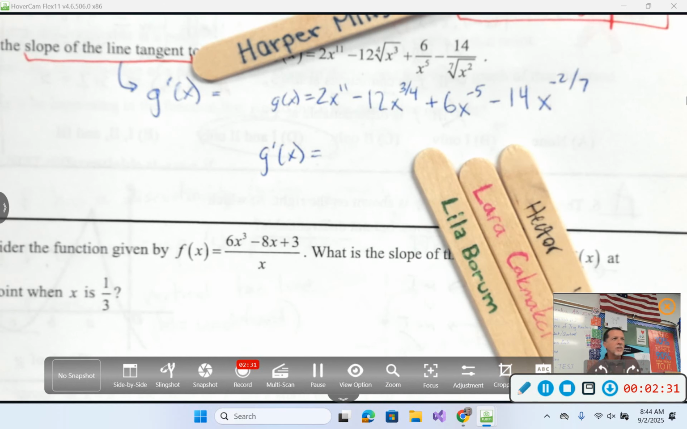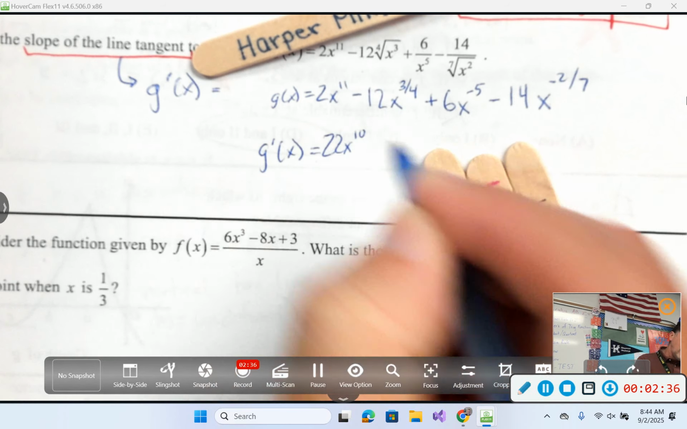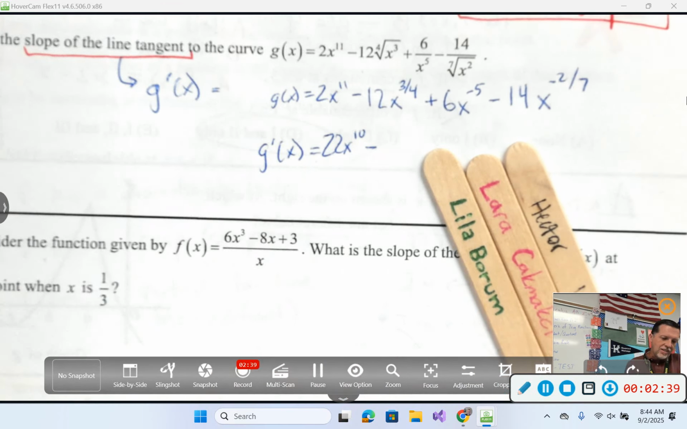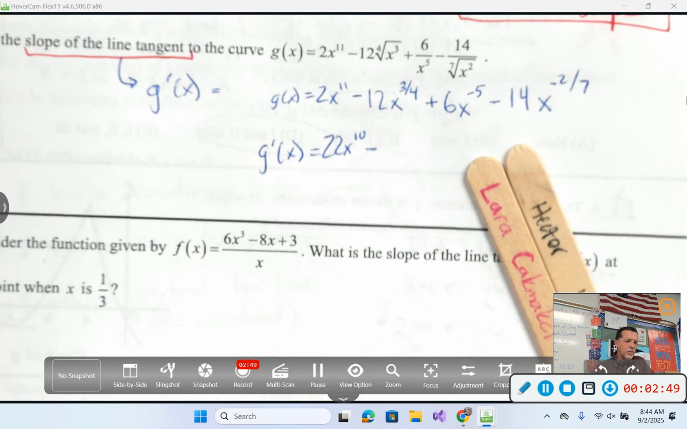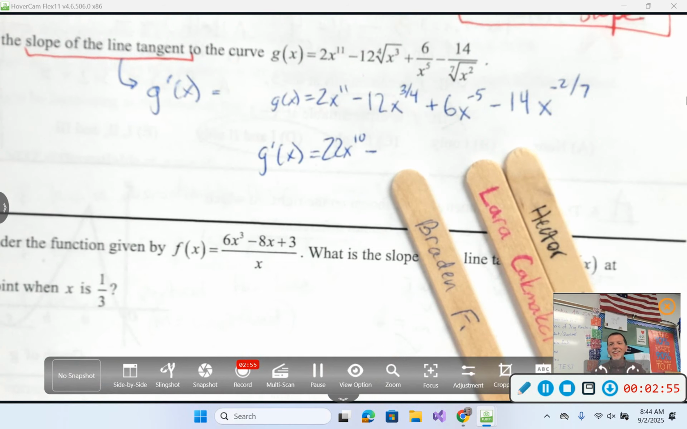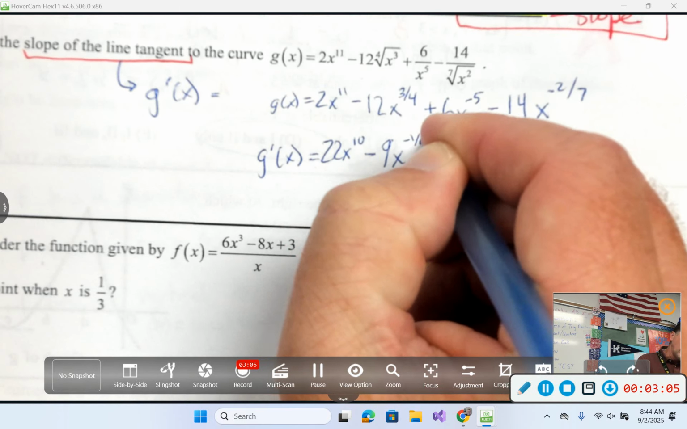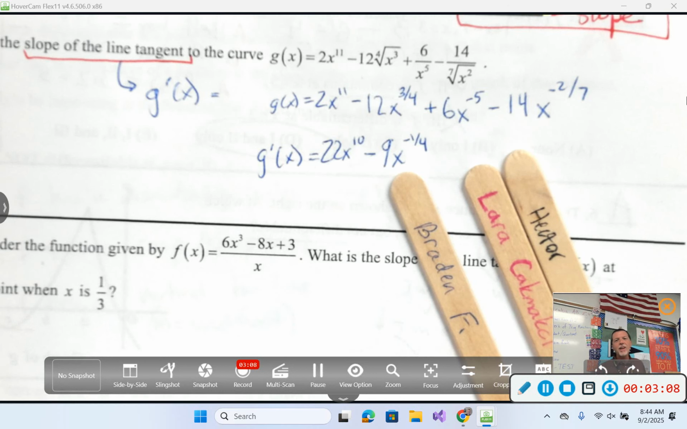So Harper, start us off. The derivative of 2x to the 11th? 22x to the 10th. Yes. Lila, how about the derivative of... she's not here. Okay, so Braden, the derivative of 12x to the 3/4? 9x to the negative 1/4. Yep, bring the power down and reduce it by 1.